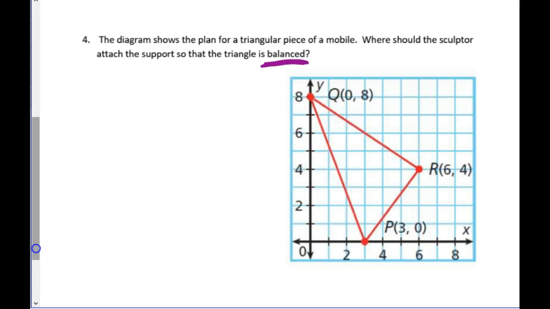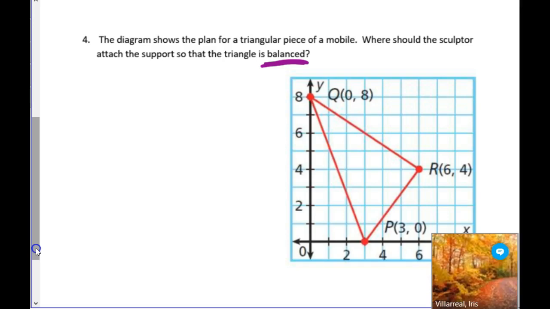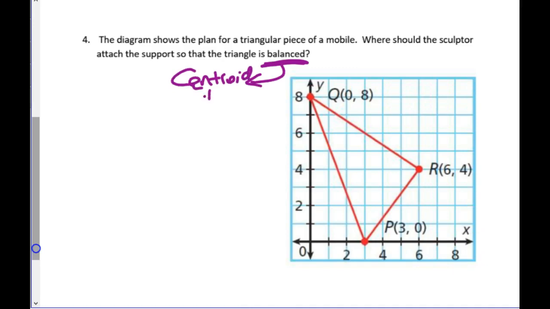Balanced means, and I hope you never forget this image, you see Mr. G at the front balancing a triangle on a pencil, right? So, what do you call the point that balances it? Centroid. Okay? So even though it doesn't use the word centroid, you need to know that you need to make 3 medians and find the centroid. So balance means centroid. Centroid means 3 medians. So can everyone make 3 medians? Well, to get medians, I need 3 midpoints.